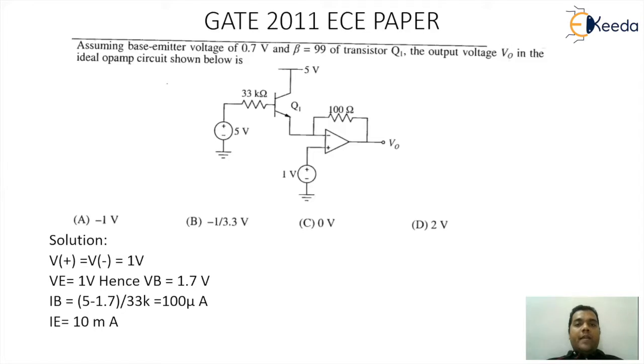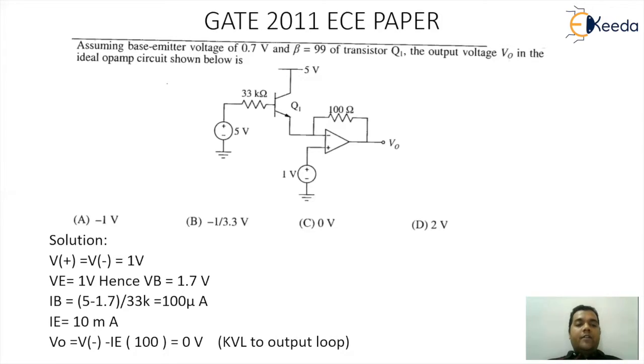So we know the value of beta as 99. So IE is 1 plus beta times IB. So the value of IE will come as 100 microampere into 100, which will give me 10 milliampere. This is the emitter current, and the same current will flow through the 100 ohm feedback resistor.